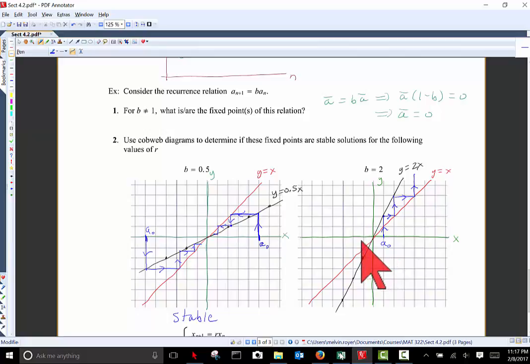And similarly, if I start over here, for example, get my y value, y equals x, get my y value, y equals x. And again, I'm getting pushed away from the origin. So here's a case of instability. And I should say a bar equals 0 is stable in the first case. A bar equals 0 is unstable here.